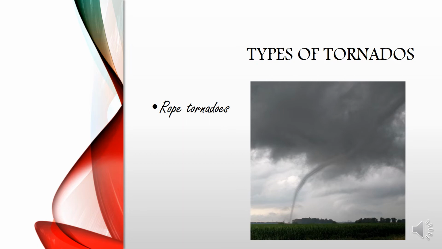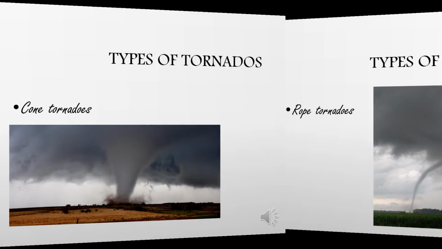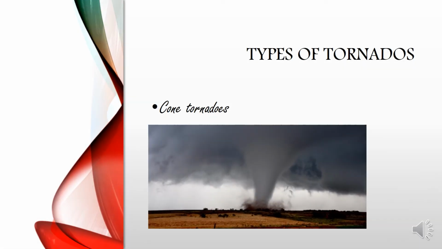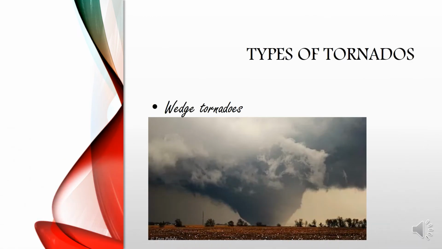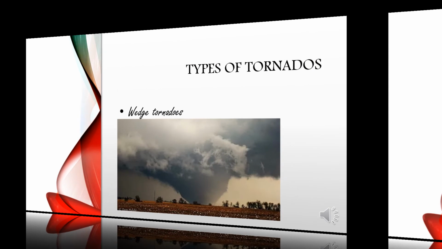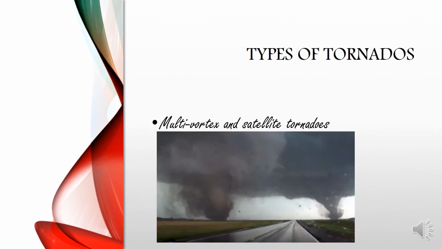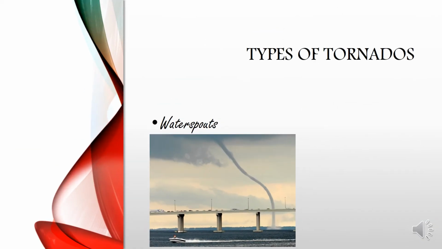Types of tornadoes: rope tornadoes, cone tornadoes, wedge tornadoes, multi-vortex and satellite tornadoes, water spouts.